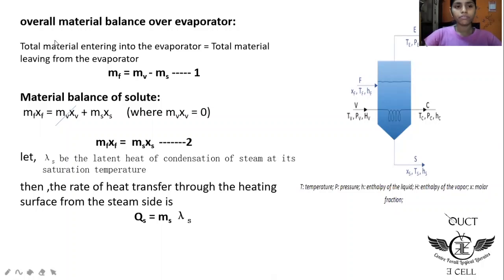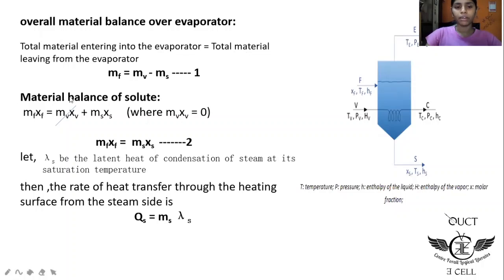First, for the material and energy balance, we will do the overall material balance. In the overall material balance, the total material entering the evaporator is equal to the total material leaving the evaporator. It is the mass entering, the vapor leaving, and the thick liquor solution. That is MF equals MV plus MS. We will consider it as the first equation.